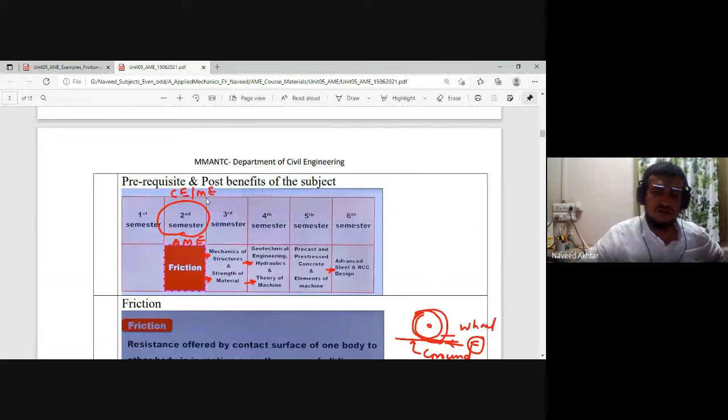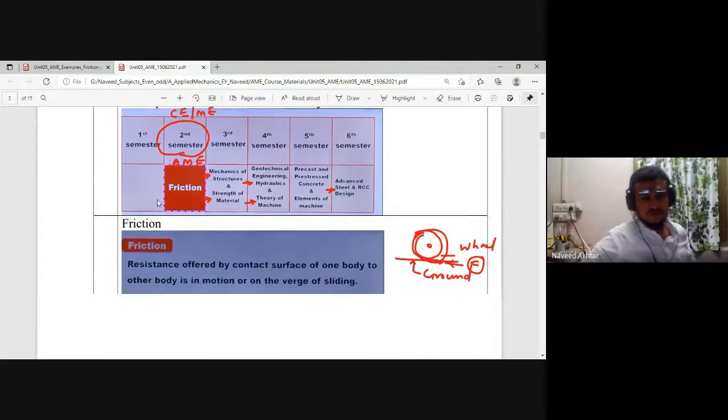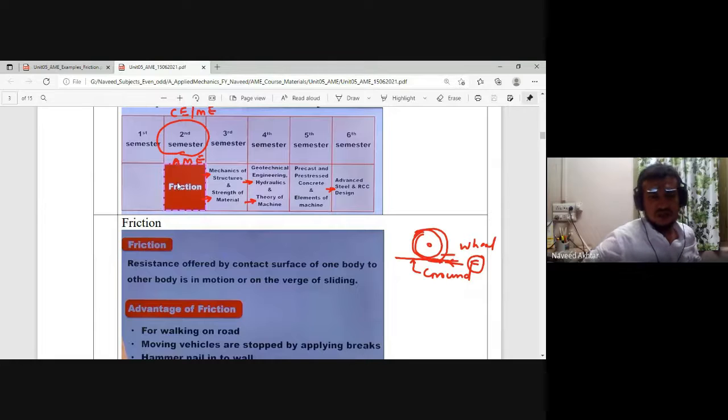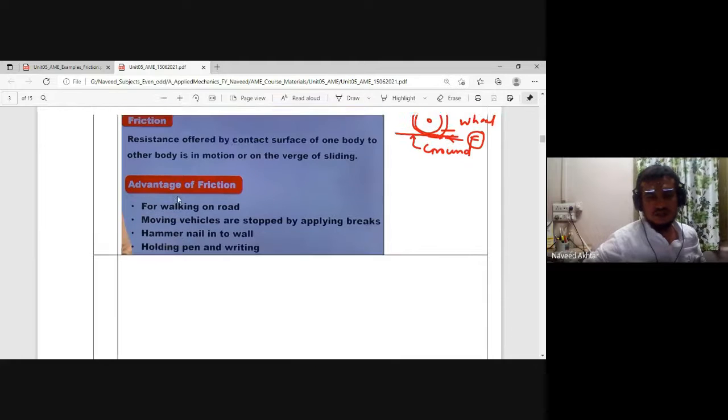Also, the cost benefits of this subject. You are studying friction and the use of this friction in mechanics of structure for civil and strength of material. Also in fourth semester, geotechnical engineering, engineering hydraulics, and theory of machine for mechanical, and precast and prestressed concrete design for fifth semester of civil engineering and elements of machine for the semester of your mechanical engineering. Also, in sixth semester of civil engineering, advanced steel and RCC design is there.